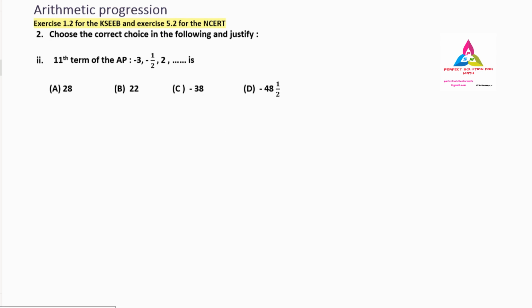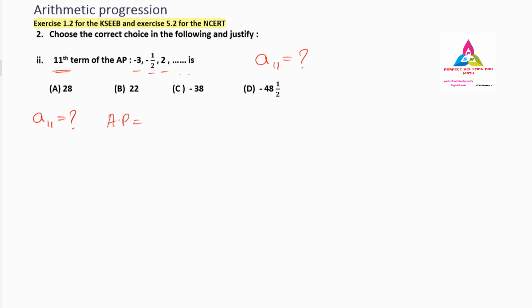The 11th term of the AP you have to find, that is A11. They have told you to find the 11th term, and they have given the AP as minus 3, minus 1 by 2 and 2, and so on. So what is given, that we will write. Here we have to find the 11th term, and they have given the AP for you.